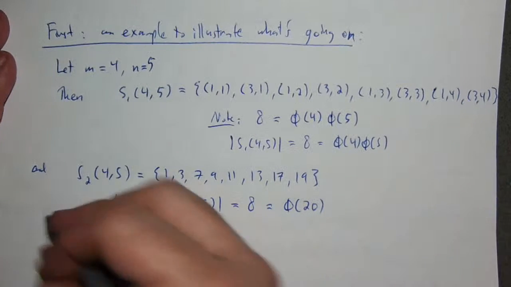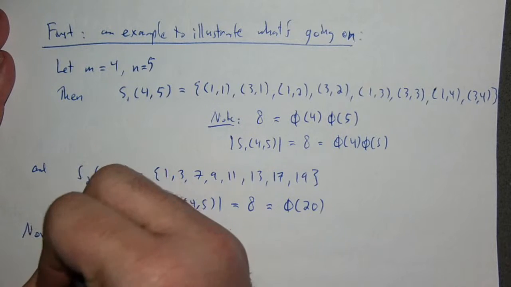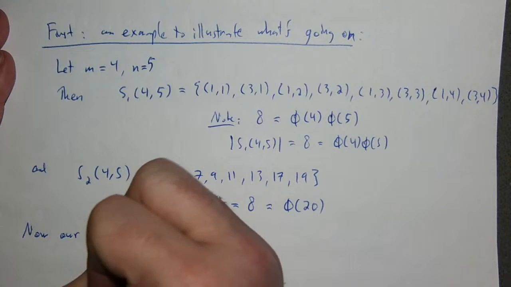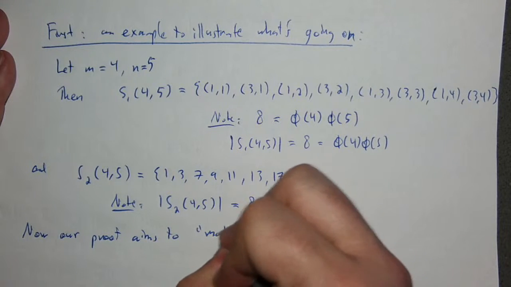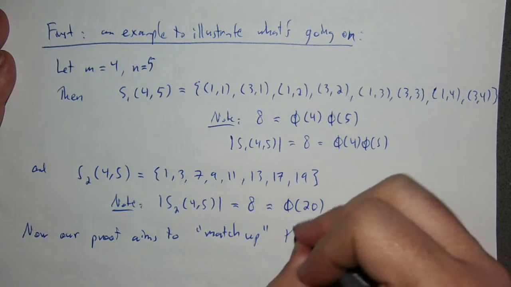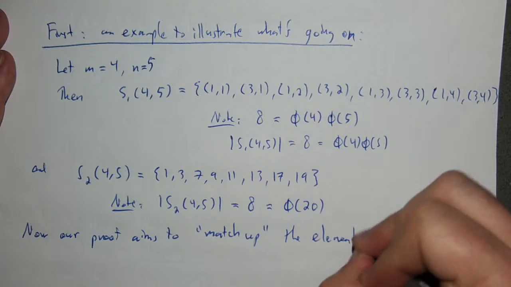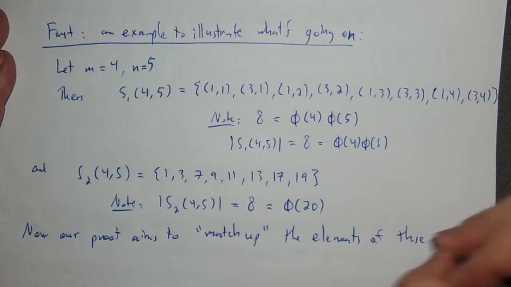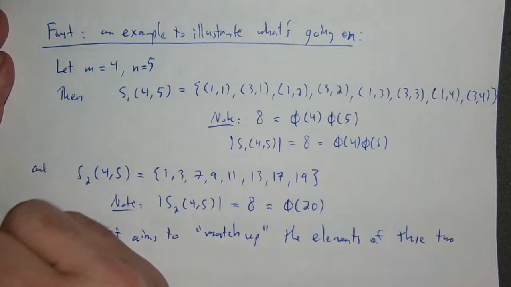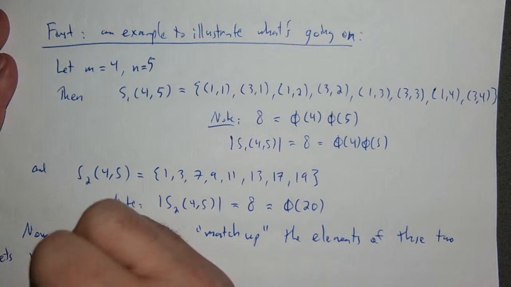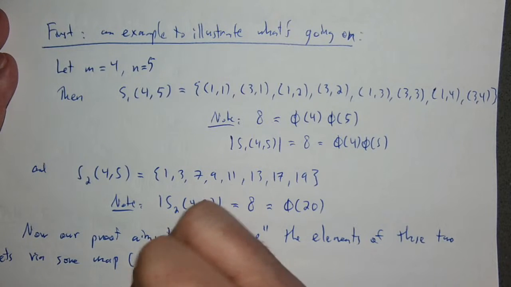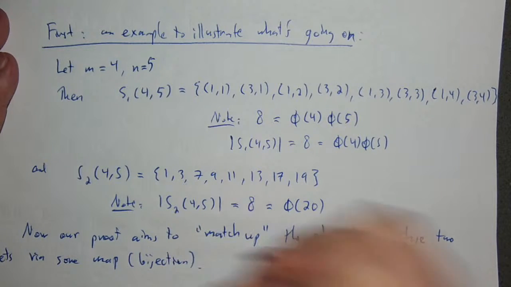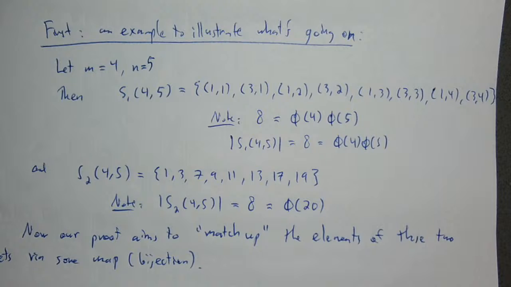Now, our proof aims to match up the elements of these two sets via some map, a bijection, really. I'm not even going to give it a name when I do it in the proof. So what is the idea here?